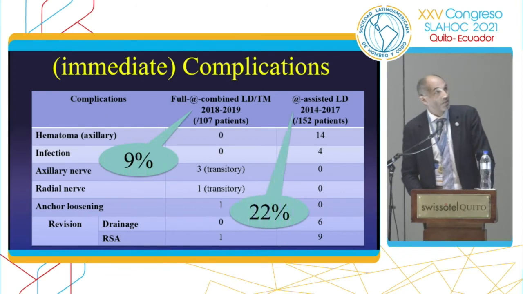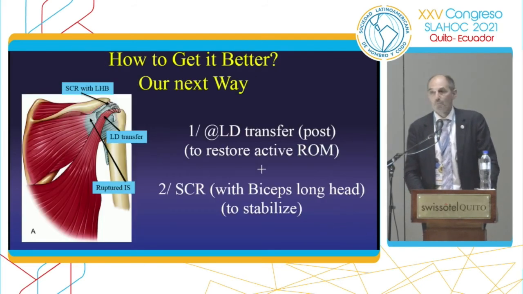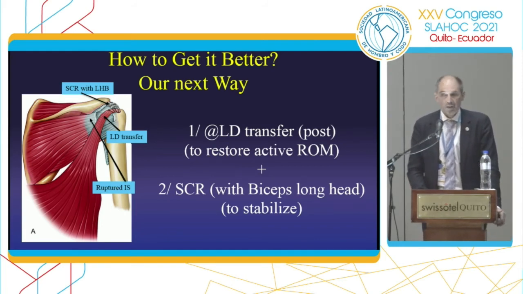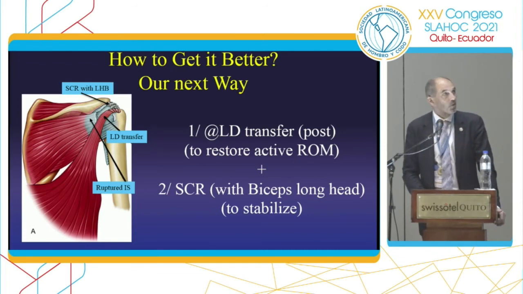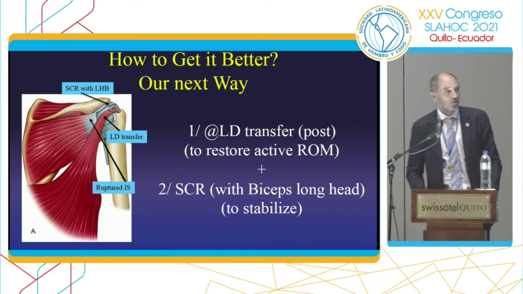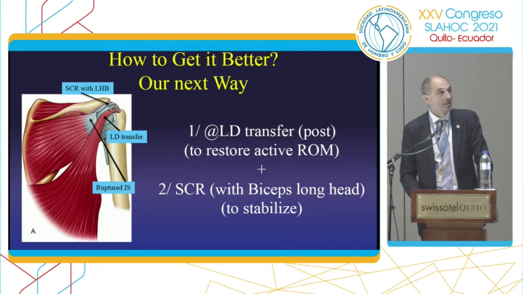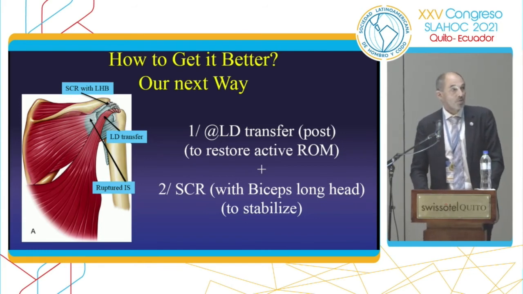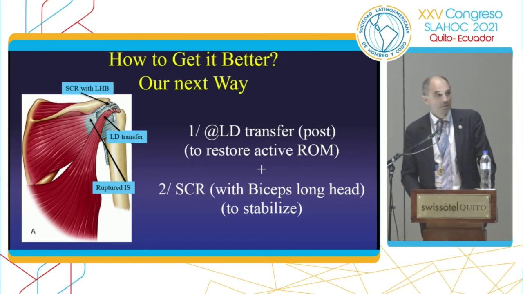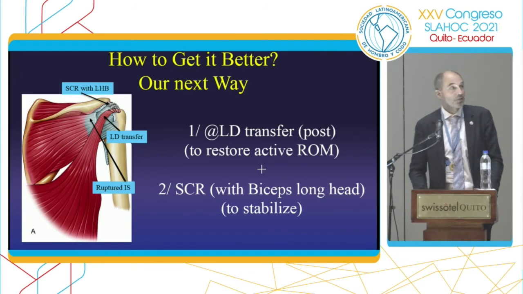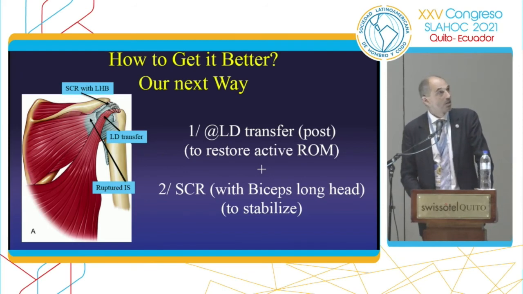So in conclusion, you can see 9% complications with the full arthroscopic technique versus 22% complications with the open technique. Not open, but mini-open technique. And now how to get it better? Now I propose to make a lat dorsi transfer plus SCR with the long head of biceps. We call this biologic. So why is this my evolution if I still have a biceps? The tendon transfer can restore active range of motion, but the SCR with a biceps, not with an artificial graft, can stabilize the shoulder, and both together maybe can push the limit of the indication. And this is my way since 2020.